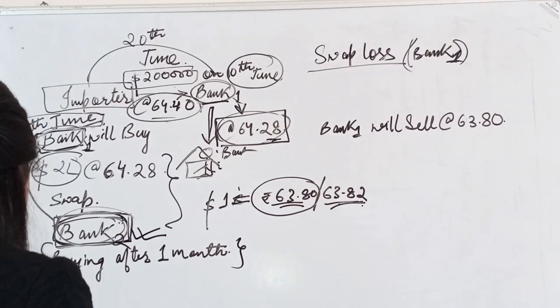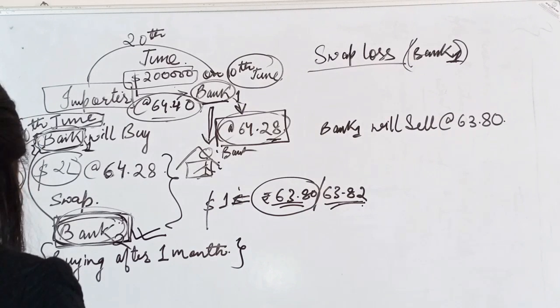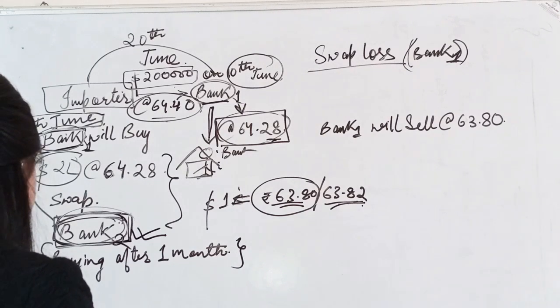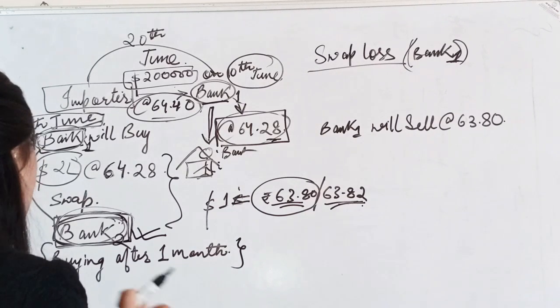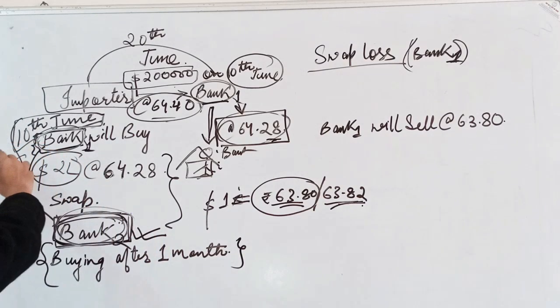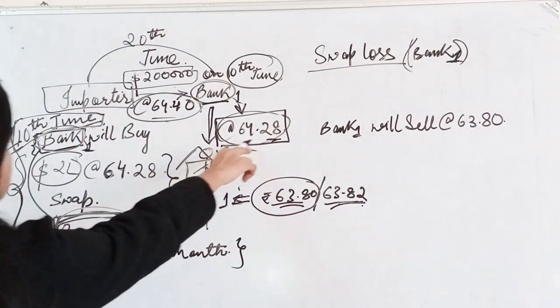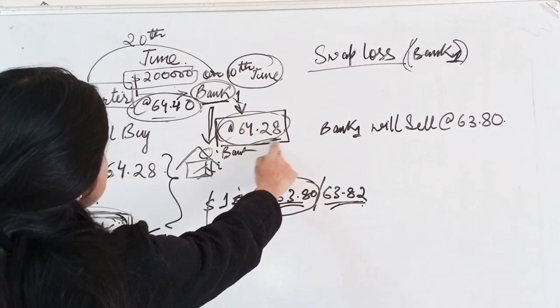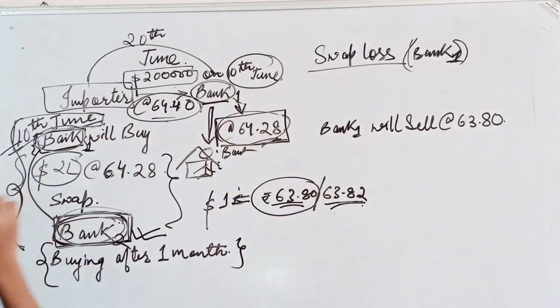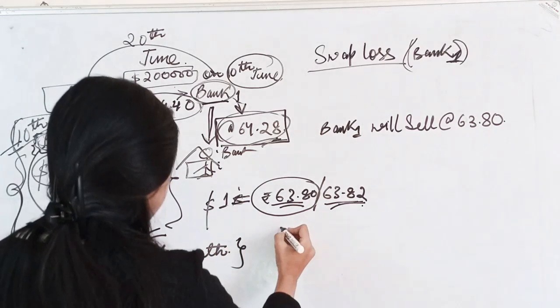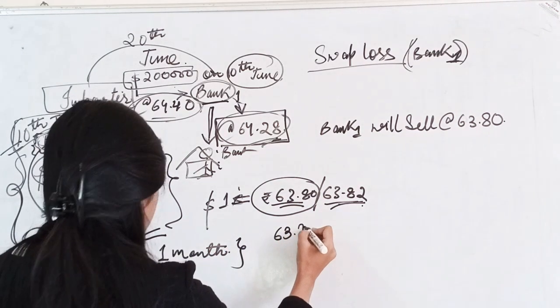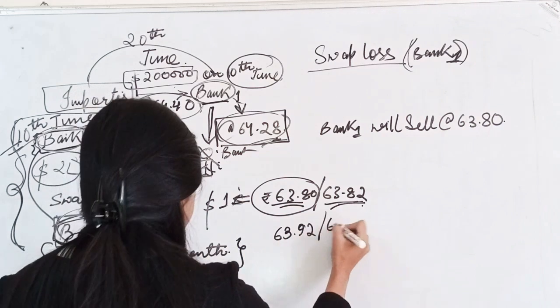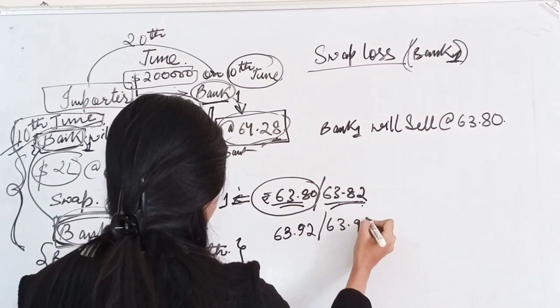So come to buying 1 month forward. So come to spot June. Fine. After 1 month, spot June. The swap is happening on 10th June, when the bank purchased the $2 lakh at the rate 64.28. So we will go to the spot June. There the rate is 63.92 and 63.95.